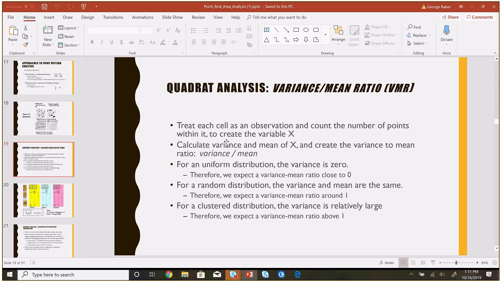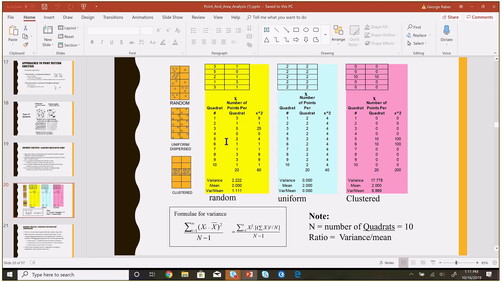The way that it does it is it counts up the number of points in each quadrant, and you basically get a number that represents the number of points per quadrant, and then the expected number of points per quadrant. How would you get the expected number of points per quadrant?